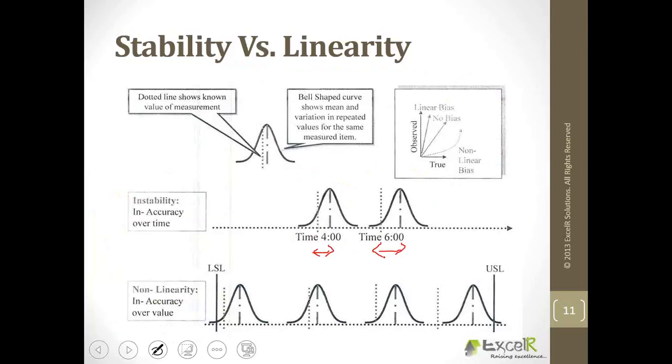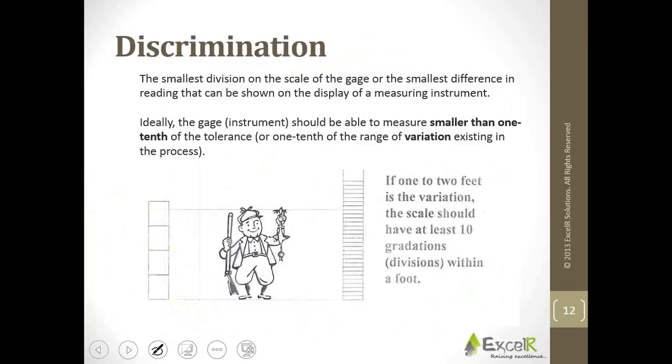So if I take it at 4 o'clock or 6 o'clock, the instability is increasing. Inaccuracy over time. Then comes inaccuracy over value itself. So if these are my specification limits, one time I take a measurement which is close to my LSL, second time it is slightly closer to my mean, third time closer to my mean, fourth time it is closer to my USL. So each time I take a measurement, my value is changing. So that is inaccuracy over value.